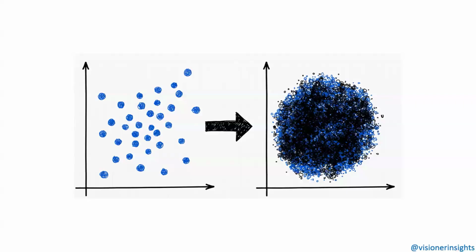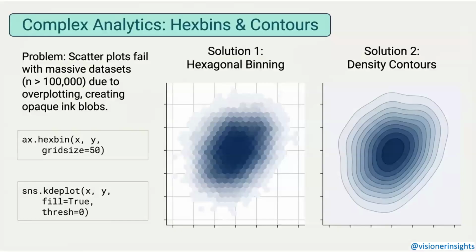Okay, let's talk about a problem that everyone who's worked with data runs into. You've got a massive data set, right? Hundreds of thousands of points. You try to make a scatter plot, and you just get this: an unreadable, solid blob of ink where you can't see anything. So how do you find the pattern inside that mess? Well, the solution is brilliant. You stop trying to plot every single point, and instead you start to visualize the density.